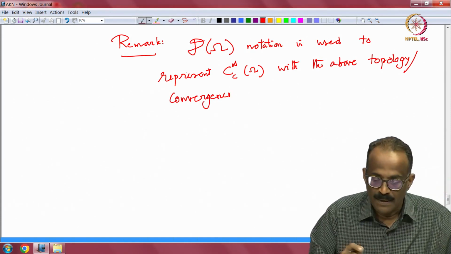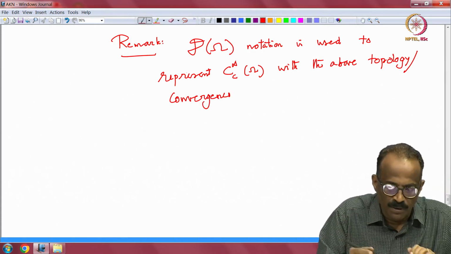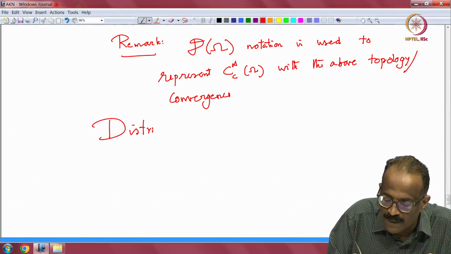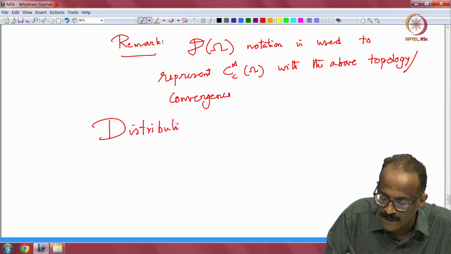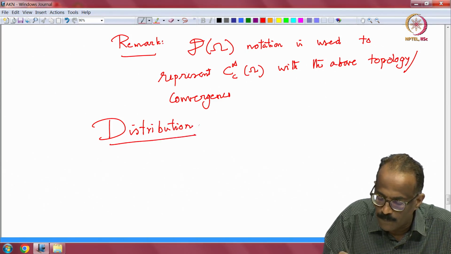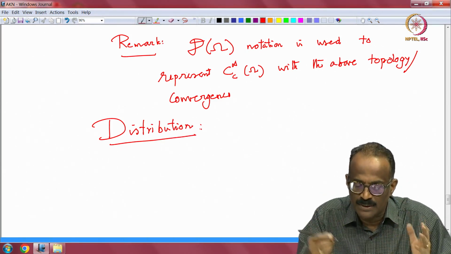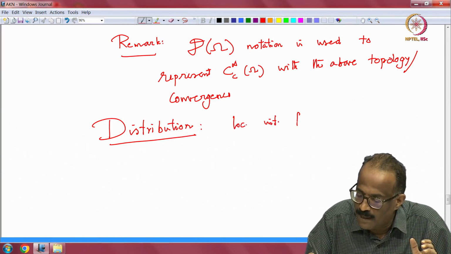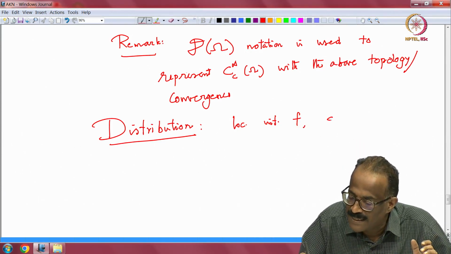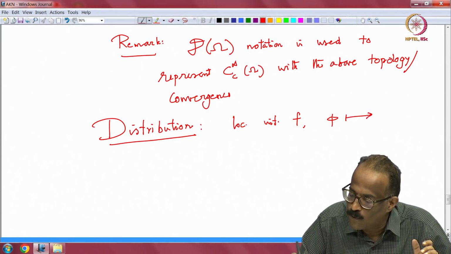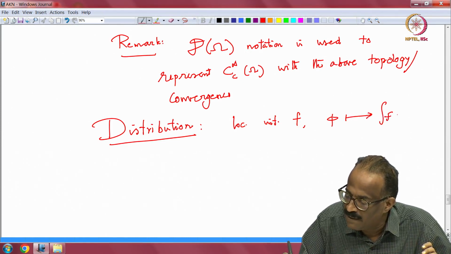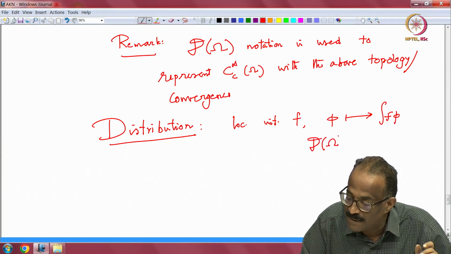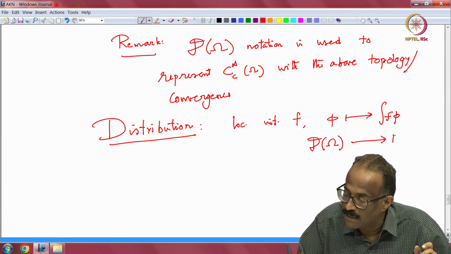So, with that, we will start with the definition of a distribution. We will start exactly in the next class. So, given a locally integrable function f, you can view it as a map phi to the integral of f phi. We will see the proof later, with more remarks later. This is a mapping from d omega to R.